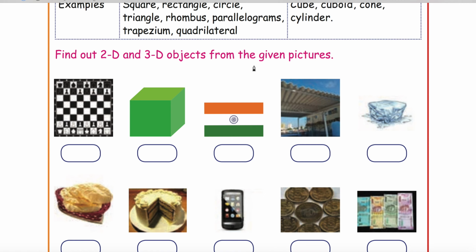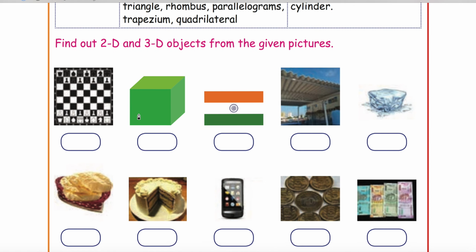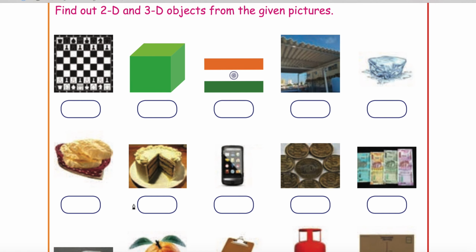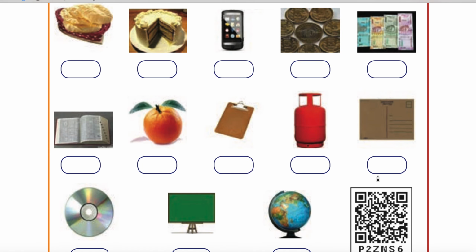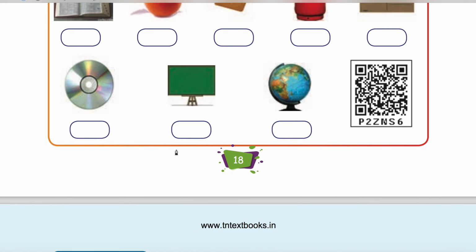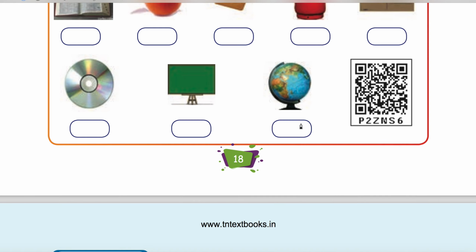Find out 2D and 3D objects from the given pictures. 2D, 3D, 2D, 3D, 2, 3, 3D, 3D, 3D, 2D, 2D. This is also 2D, 3D, 3D, 3D, 3D, 2D, 2D, 2D, 3D.